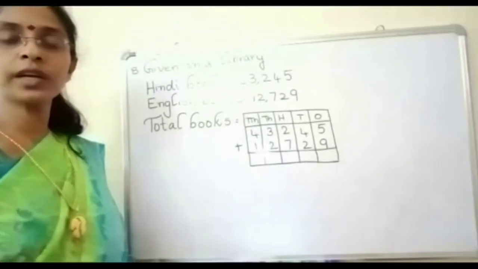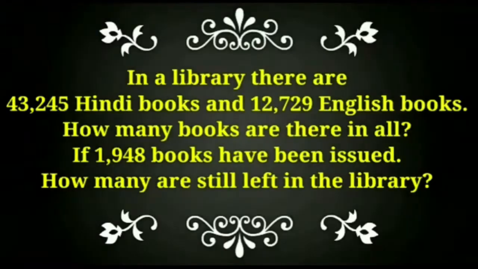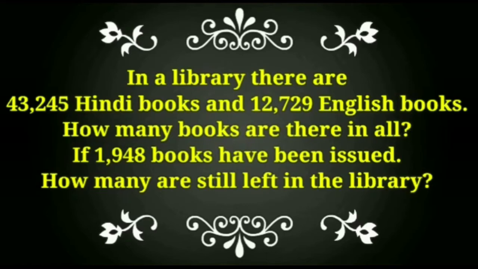The next question, children, is a number story. Let me read the question first. In a library, there are 43,245 Hindi books and 12,729 English books. How many books are there in all? If 1,948 books have been issued, how many are still left in the library? This is the question, children.